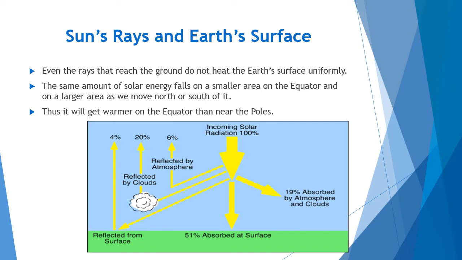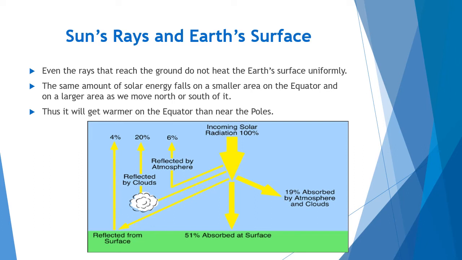When the direct rays fall on the equator, it is a smaller area with more heat. But with slanting rays, the same amount of radiation or energy spreads over a larger area. Thus it is warmer at the equator than near the poles. As per this, the equatorial area has more temperature, and as we go to the polar region it decreases.